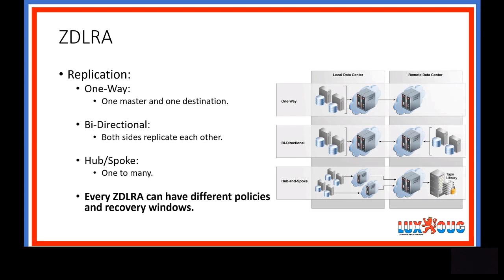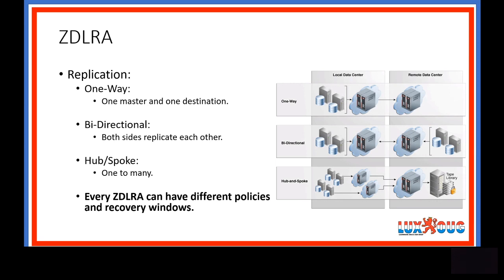Another feature is replication. Replication can be done in three ways with Zero Data Loss. You can have one master, one destination, the simple one way. You have the bidirectional, so both sides replicate to each other, because you can have some databases that don't have Data Guard between the sites. So you have two sites, one Zero Data Loss in each site, and they replicate to each other. So you have two copies everywhere. Or you can have two Zero Data Loss replicated to another one, hub and spoke, that is one to many or many to one, whatever you want to do.